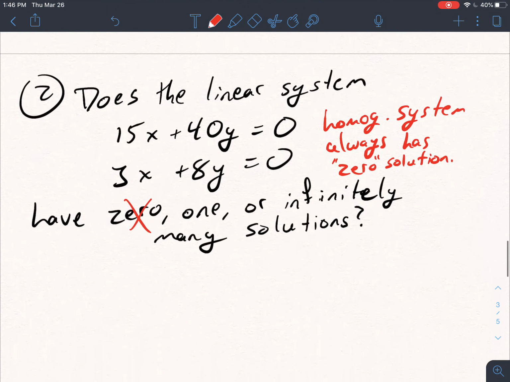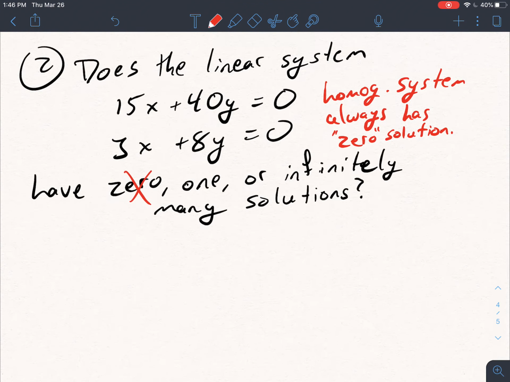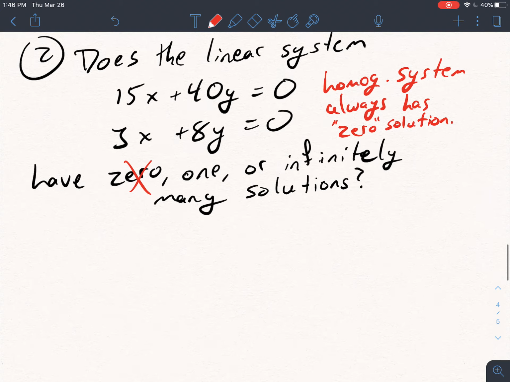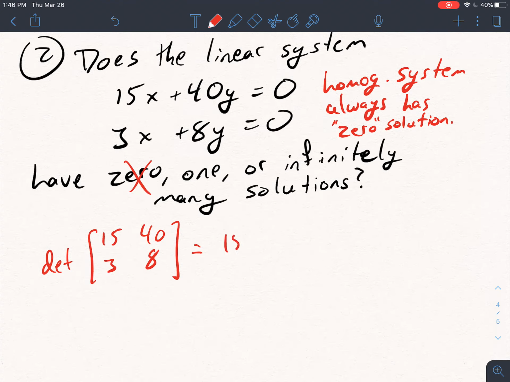And the way that you could check this is by using determinants. And so the matrix of coefficients for this linear system is 15, 40, 3, 8. And the determinant of this guy is equal to 15 times 8 minus 3 times 40. That's our AD minus BC formula.